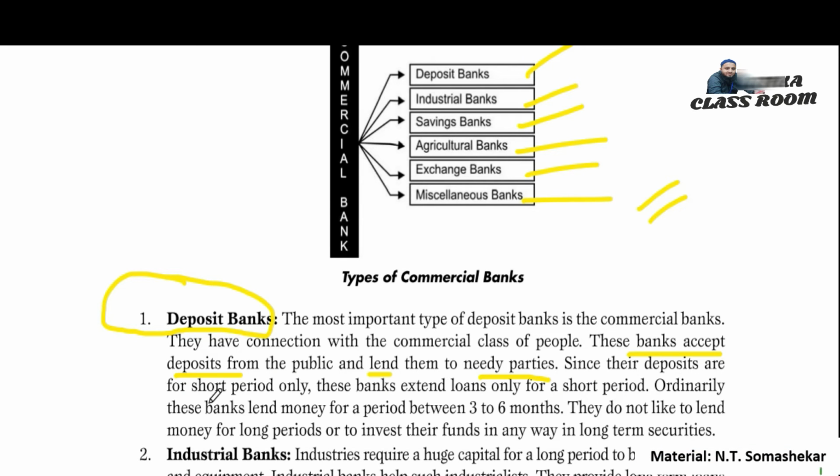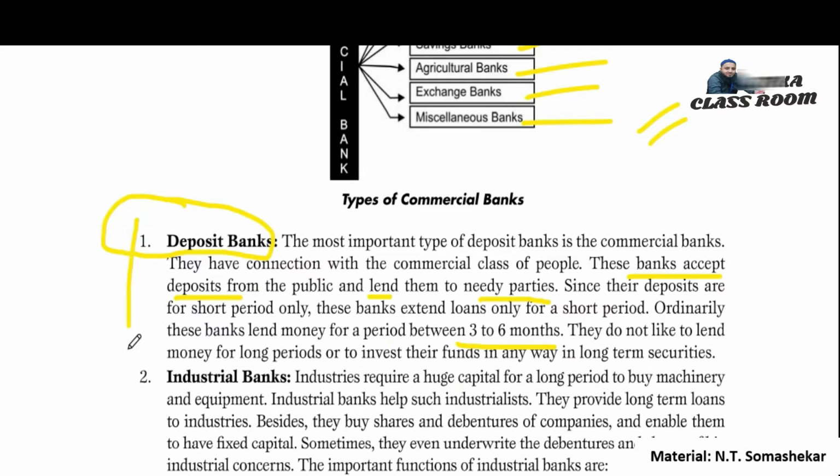Since their deposits are for a short period only, these banks extend loans only for a short period. Ordinarily, these banks lend money for a period between 3 to 6 months. They do not like to lend money for long periods or to invest their funds in long term securities. So the deposit bank is for short periods of time.